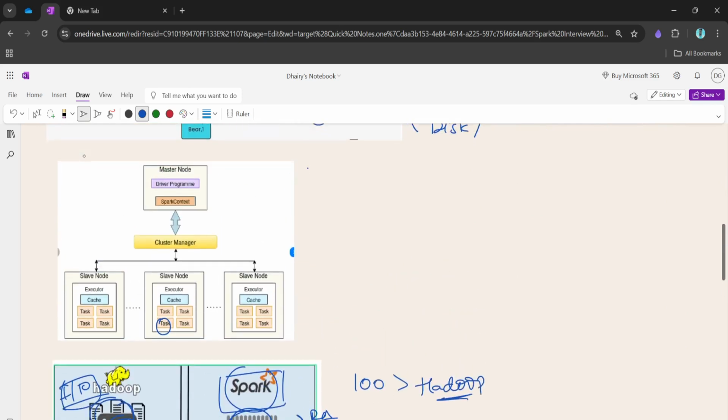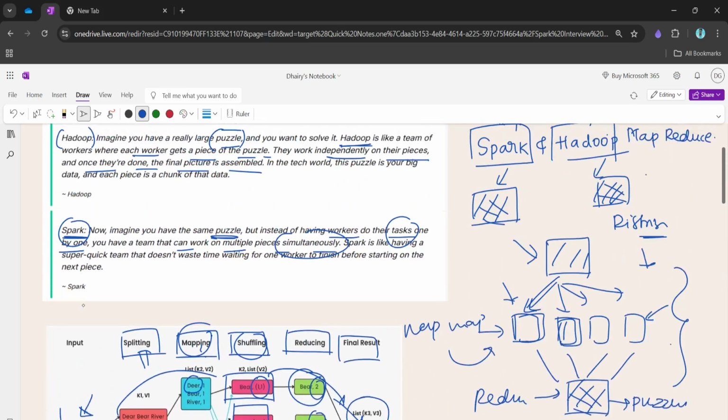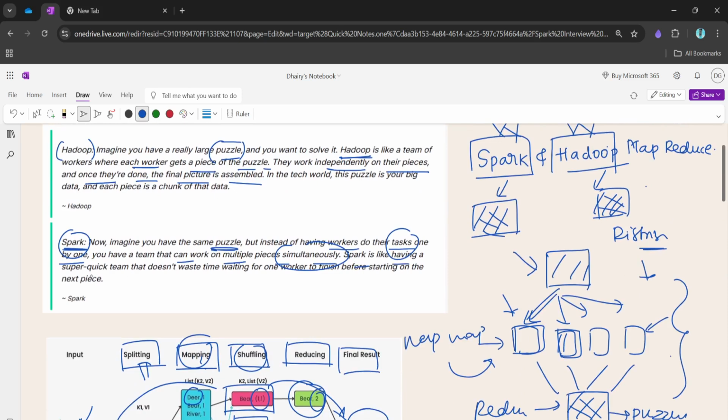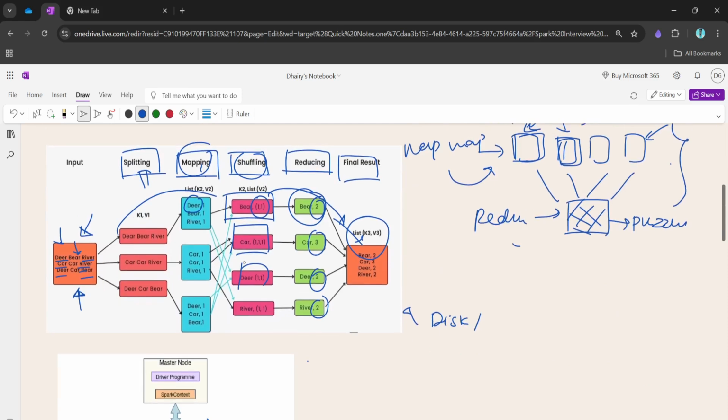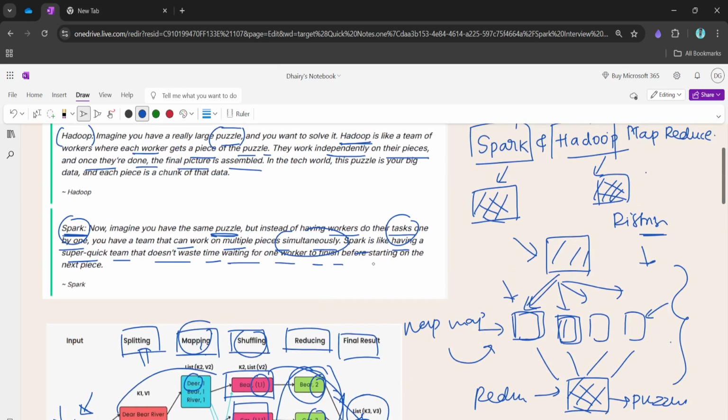This is a little bit of a diagram of Spark. Basically we have the cluster manager. It manages all the executors, and if you see, these executors are doing multiple tasks at the same time. In the executor, we have the RAM or memory and the cores, right? Each core can do its task independently, so that's why it is quite a bit faster than Hadoop. So Spark is like having a super quick team that doesn't waste time waiting for one worker to finish. In this case, if three have completed their task, in order to complete the entire processing, the fourth one has to complete as well. So this is what is written over here.